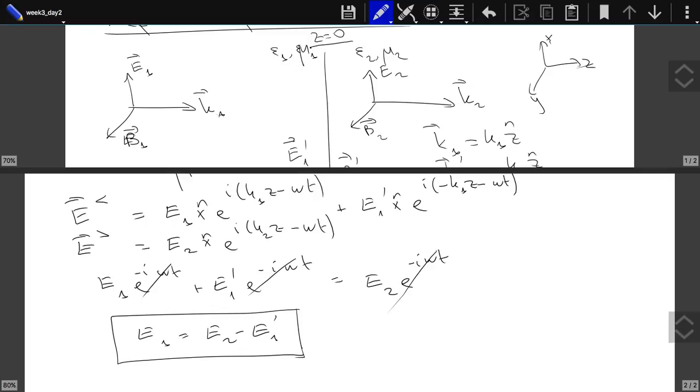You see, I'm not saying that omega is the same for all waves. What I'm saying here is that if you send an electromagnetic wave at the interface between two mediums, the wave you send has a certain angular frequency. If it has a certain angular frequency, the reflected wave and the transmitted wave should all have the same frequency.